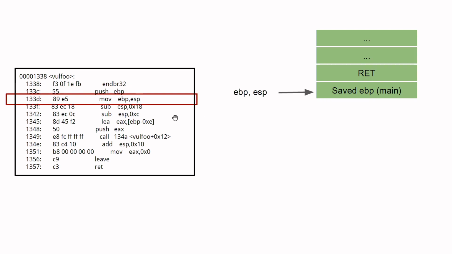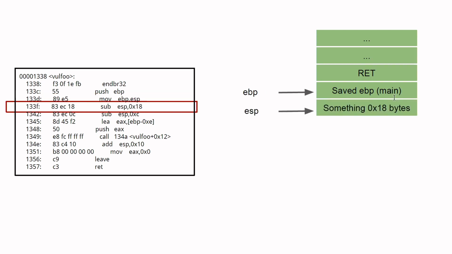After that, we have move ESP to EBP, which means now both ESP and EBP point to the saved EBP on the stack. Then we have a subtract 0x18 in hex, which is 24 bytes, from ESP. So now ESP will have a lower value than EBP, and the distance between where ESP points to and where EBP points to will be 24 bytes.